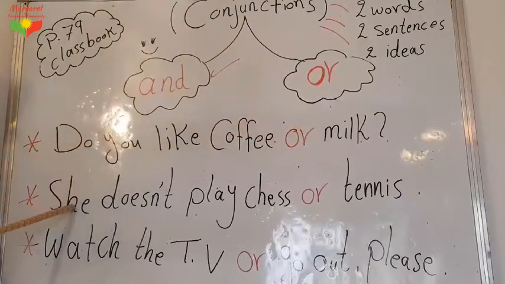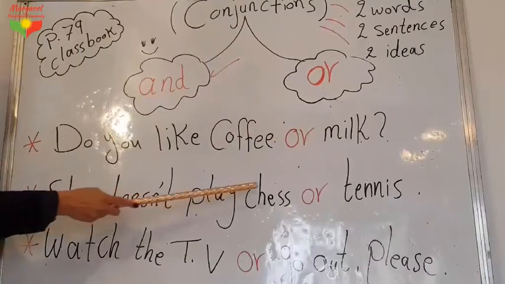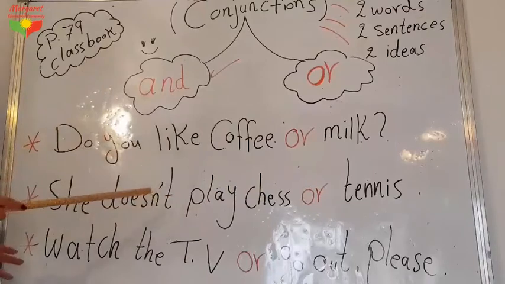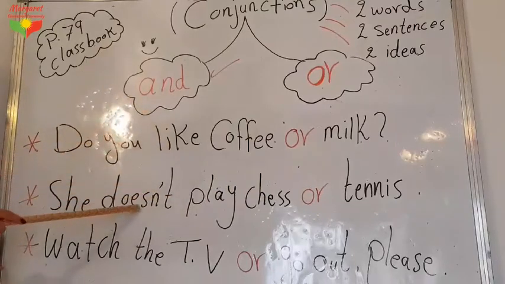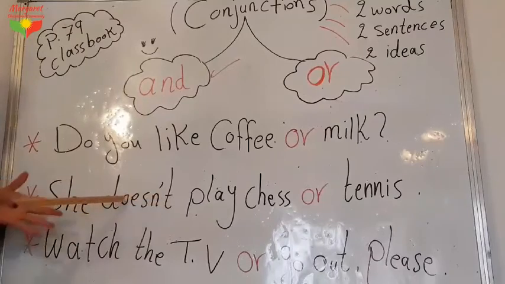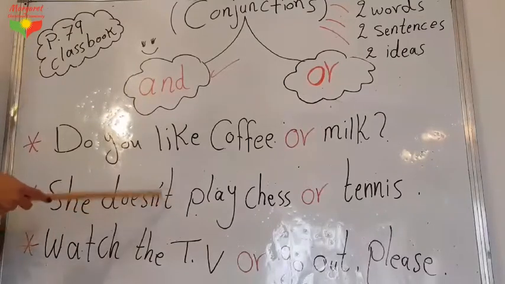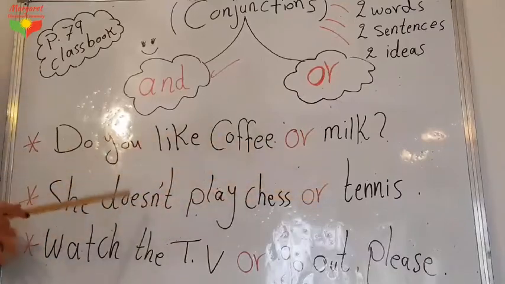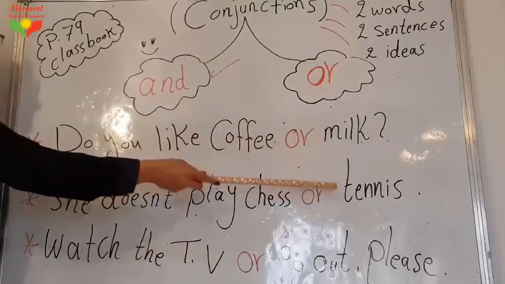The second example, she doesn't play chess or tennis. As it's written on the book, you can use or with the negative sentences. If you see this sentence, we have doesn't, so doesn't, it means if we have doesn't in a sentence, it means this sentence is a negative. So she doesn't play chess or tennis. It means she doesn't play either chess or tennis.